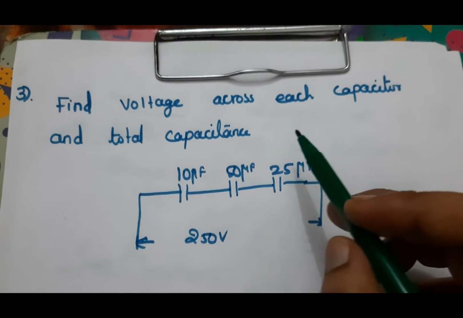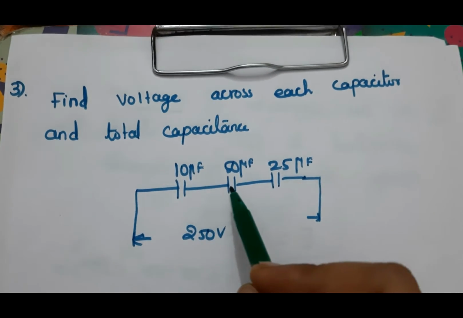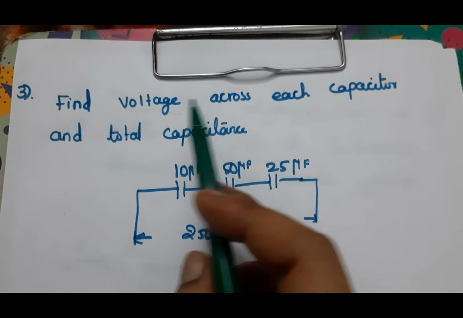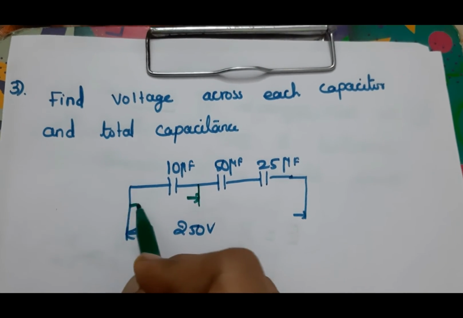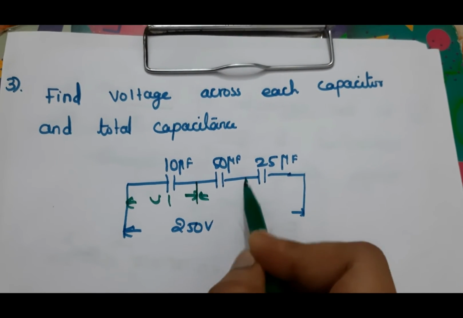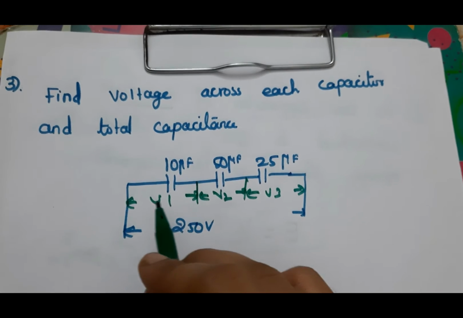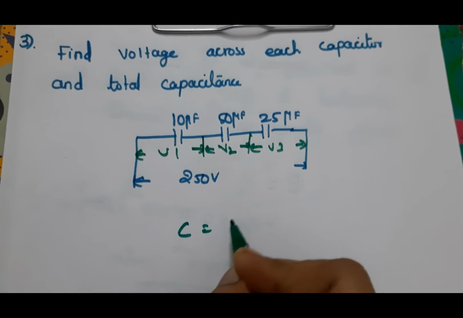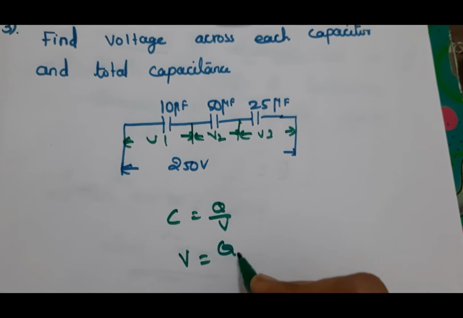Next question: find the voltage across each capacitor and the total capacitance when the same capacitors are connected in series. The voltage drop across each capacitor is different, so we have to find V1, V2 and V3. We know the formula C is equal to Q by V, so V is equal to Q by C.